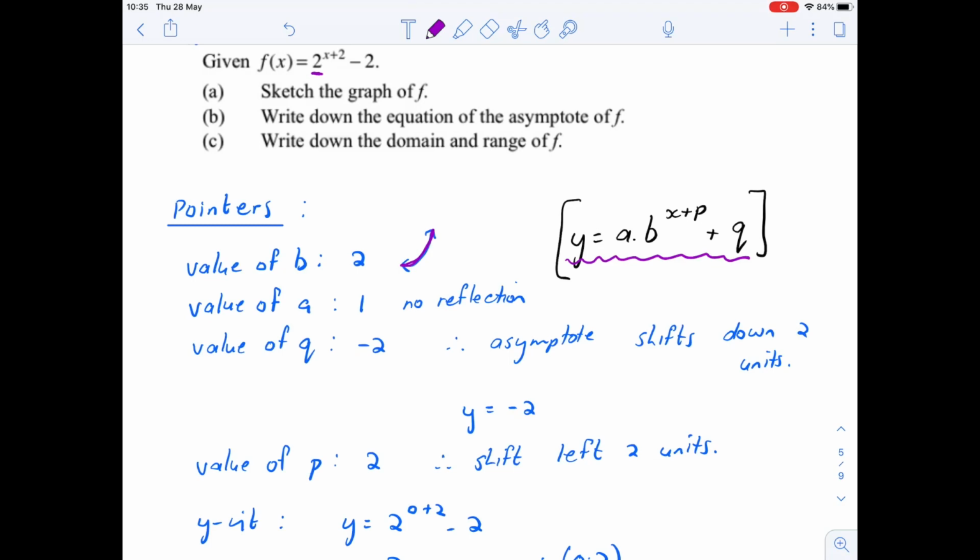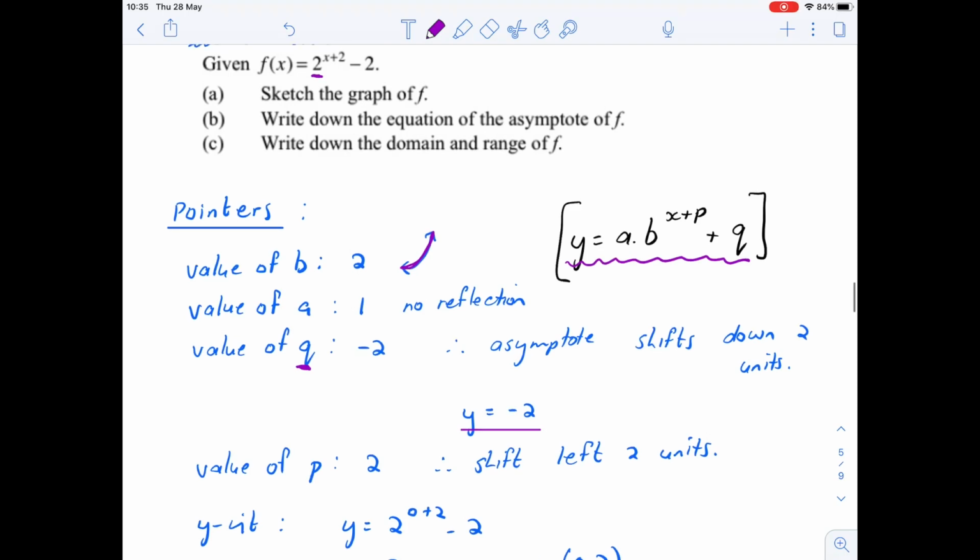The third thing we look at is the value of q, which is your asymptote. That means it shifts down 2 units. And so my equation of the asymptote is going to be y equals -2. The value of p, that's my p there, plus 2, means it's going to shift to the left 2 units.